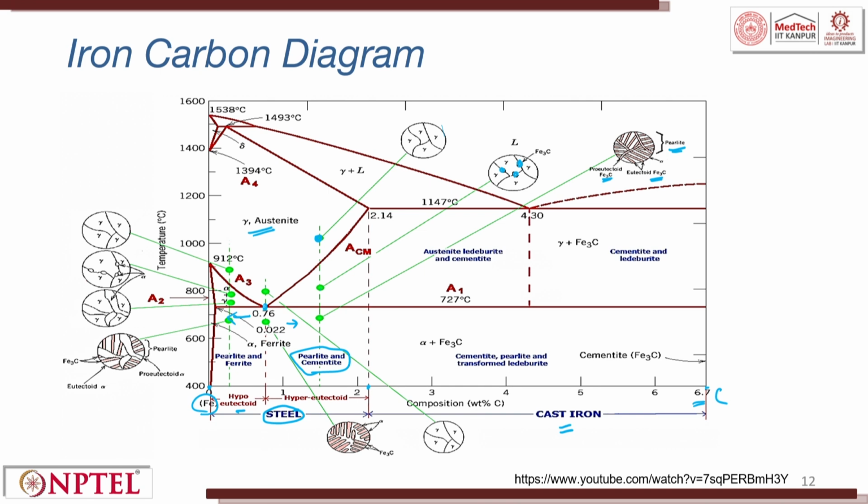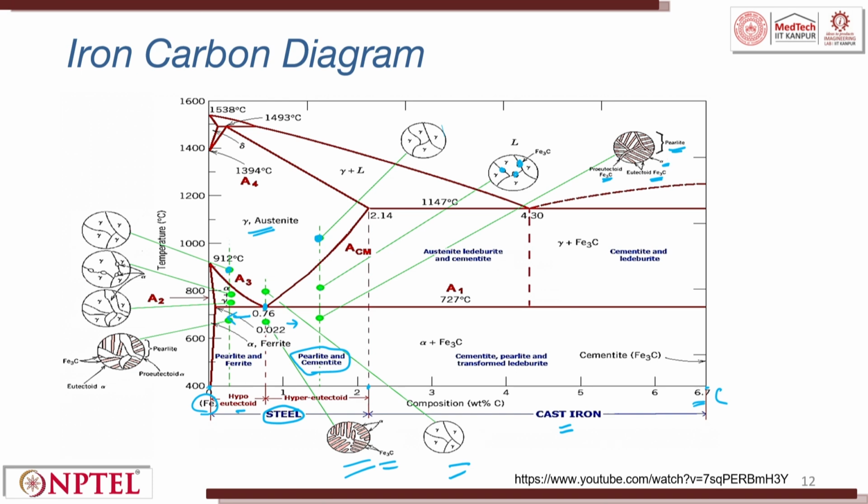Now at 0.76, you drop down, you see a gamma phase which is already here. Then when it goes down, you will see alpha plus Fe3C. When you cool down and drop a line in the hypoeutectoid region, at 912 degrees Celsius you will form gamma phase. Then when it slowly cools down, you will have alpha plus gamma. What is gamma? Gamma is austenite.